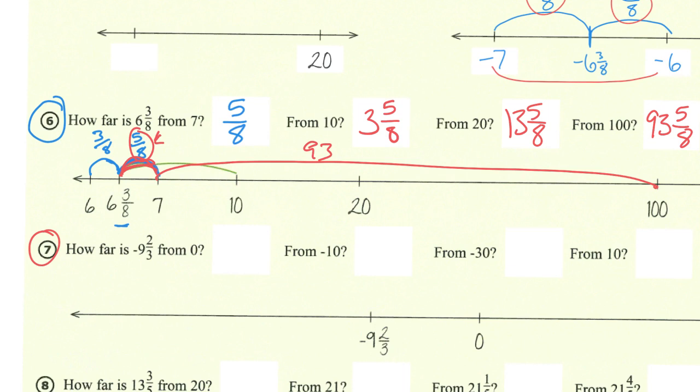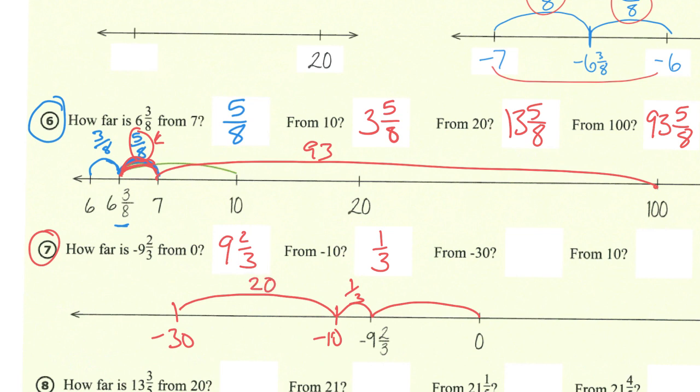Down to number 7, how far is -9 2/3 from 0? Well, that's 9 2/3. How far is -9 2/3 from -10? I'll put that right here. Well, that's just going to be 1/3. How far is it from -30? I'll put -30 right here. From -10 to -30 is 20. And then I had the 1/3 right here, so this would be a total of 20 and 1/3.